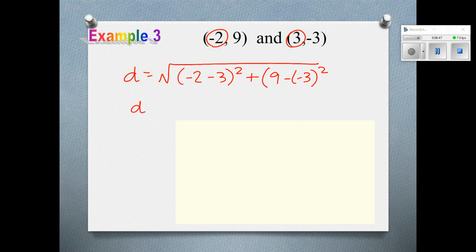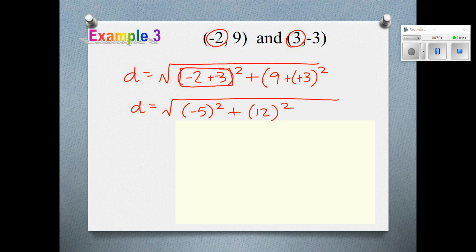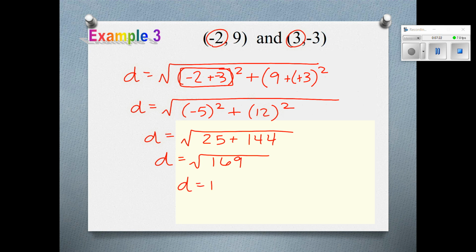So when we evaluate this, first thing we do is evaluate the parentheses. So what is negative 2 minus 3? If we add the opposite, that would be negative 5 squared. And if we add the opposite, or click, click, we have 12 squared. Now we evaluate our exponents. So negative 5 times negative 5 is 25. And 12 times 12 is 144. When we add those two together, we get 169. And the square root of 169 happens to be 13. So the distance between those two is 13.